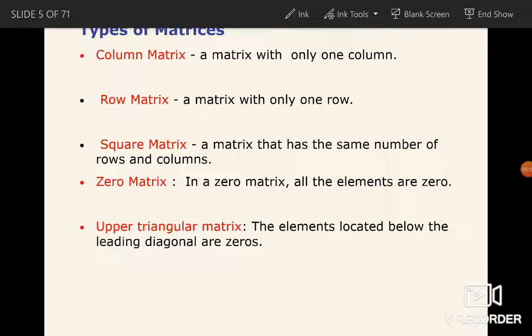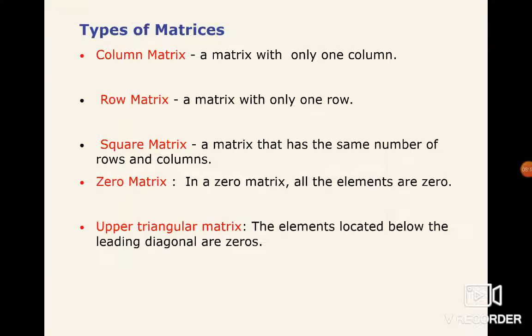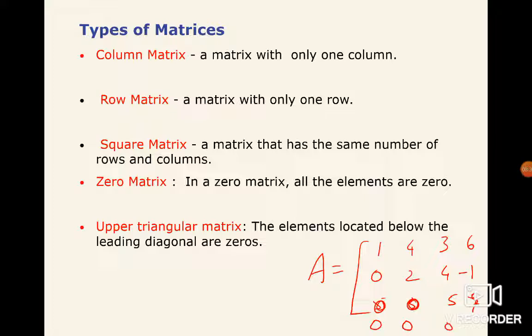So upper triangular, you have a matrix A. We can write 1, 4, 3, 6, 0, 2, 4, -1, 5, 0, 0, 5, 7, and we can write 0, 0, 0, 1. The size of this matrix is 4 by 4. There are 4 rows and 4 columns, isn't it?